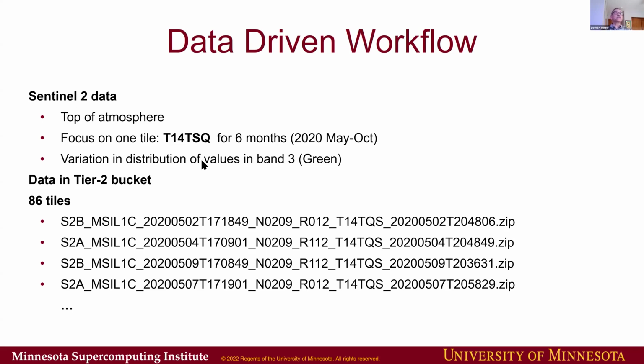And I chose a tile that basically covers Minneapolis, a 100 by 100 kilometer area patch that contains the Minneapolis area. And I'm going to follow that for 6 months of data, May through October. For the highly reduced product, as an example, I will look at the green band of radiation, band 3, and just look at the statistics as it varies through time.